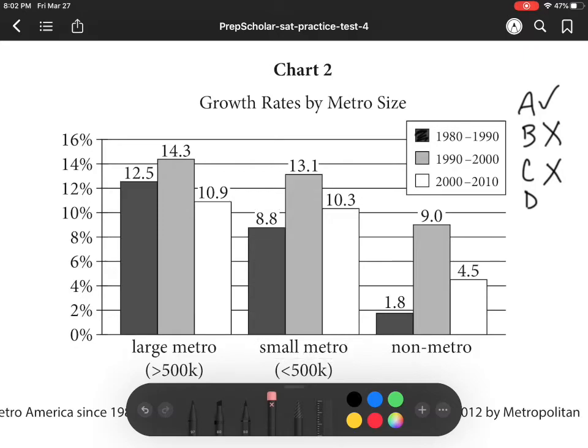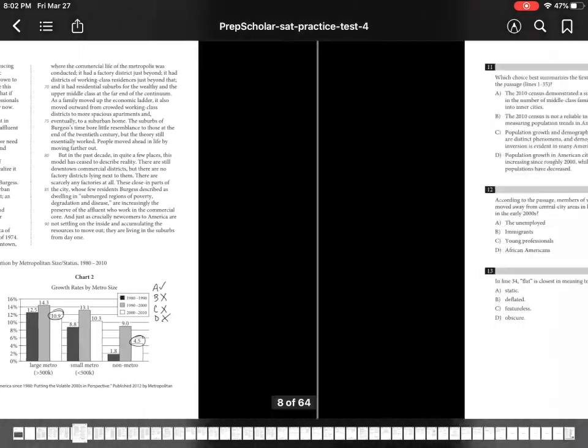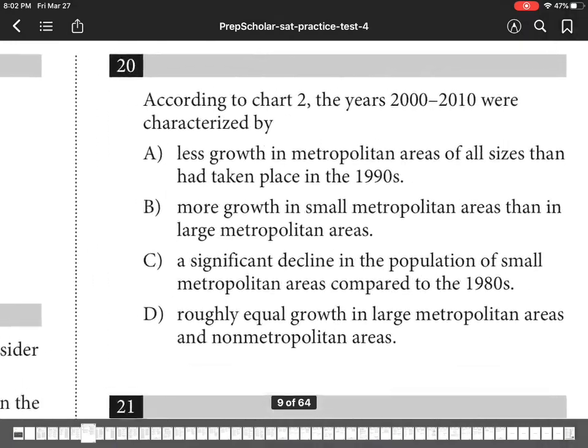And finally, D, roughly equal growth in large metropolitan areas and non-metropolitan areas. Well, large 10.9, but non 4.5, and that's not roughly equal. So the correct answer choice here is answer choice A.